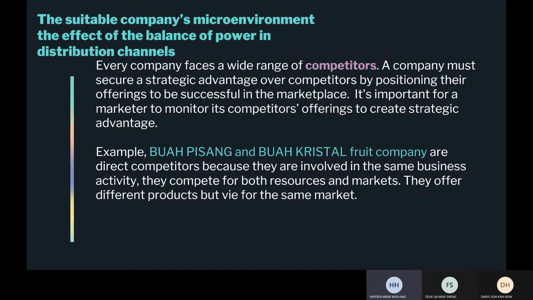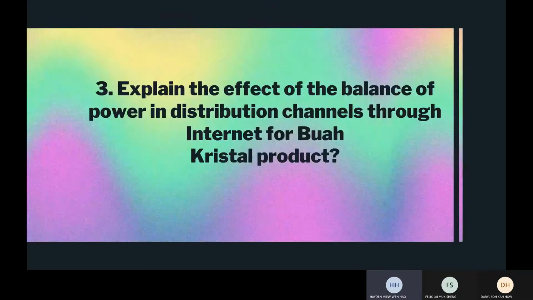For example, Boy Pisan and Boy Crystal Fruit Company are direct competitors because they are involved in the same business activity. They compete for both resources and market. They offer different products but appeal to the same market. So this is the answer for question 2. Next I will pass to my partner Felix.